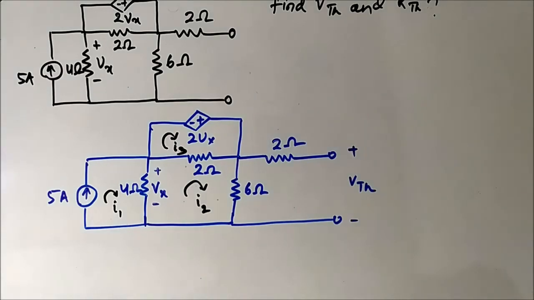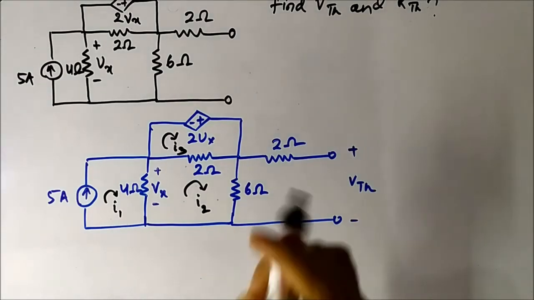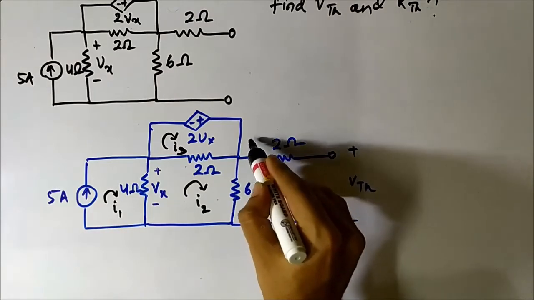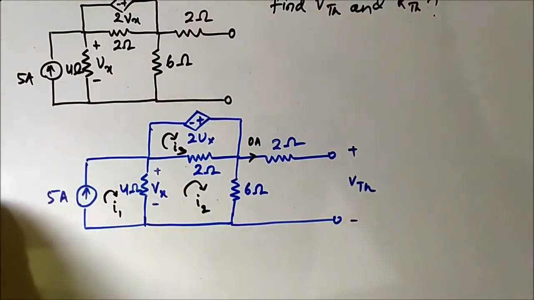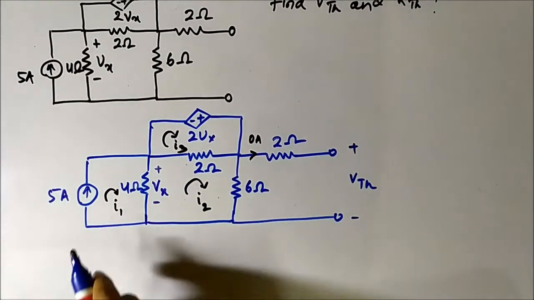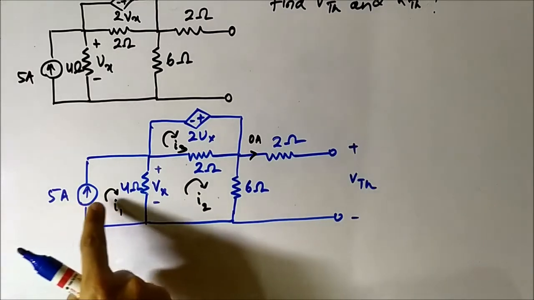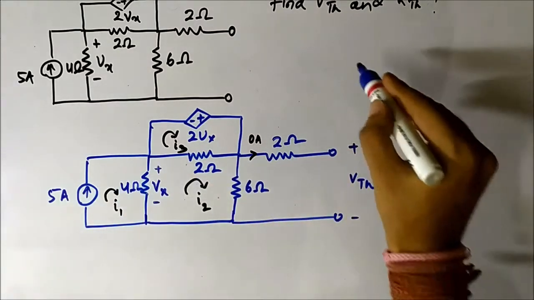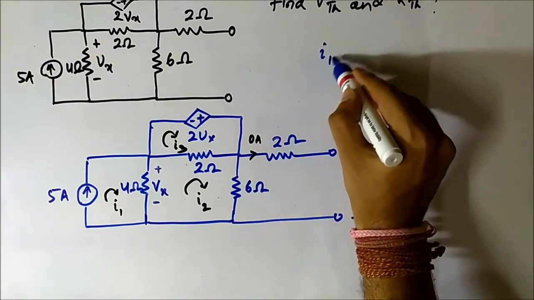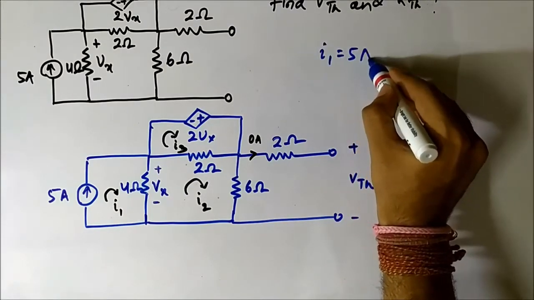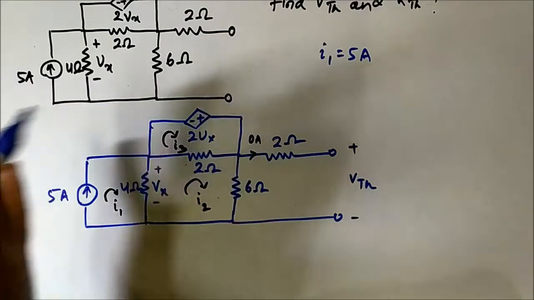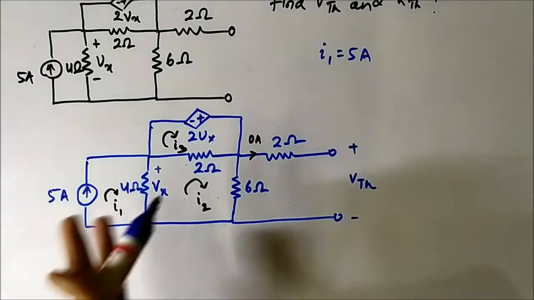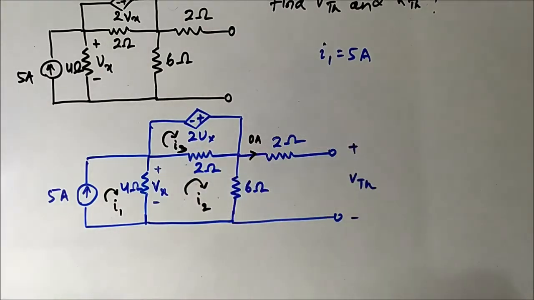So now we have to write the mesh equations. Here there is no current flowing because it is open circuit. The important thing to identify here is that I1 is equal to 5 ampere. See, the direction of the 5 ampere source and I1 is the same. So the mesh 1 equation is done. Now mesh 2 and mesh 3.